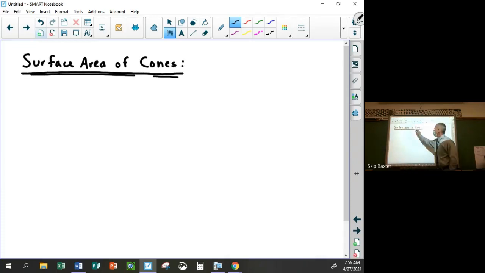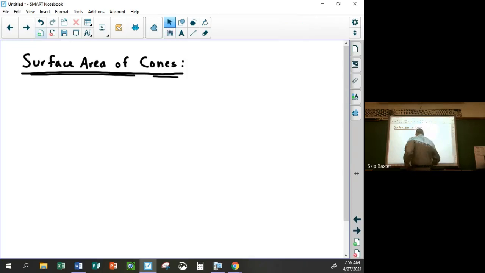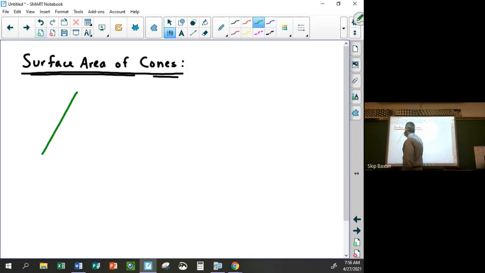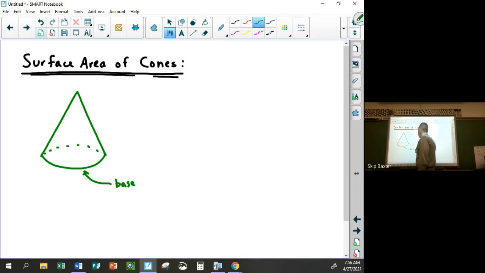So a cone is basically like a pyramid, except the base is circular instead of a polygon. It's the only difference. Okay, so this base is just circular. And all the cross sections are circles as well. Okay, that's what a cone is. You knew that already, I'm sure.